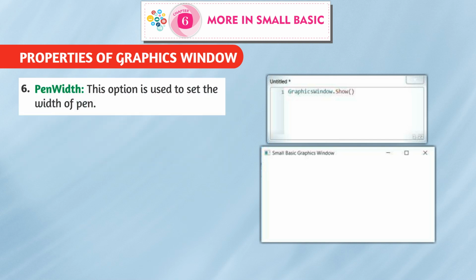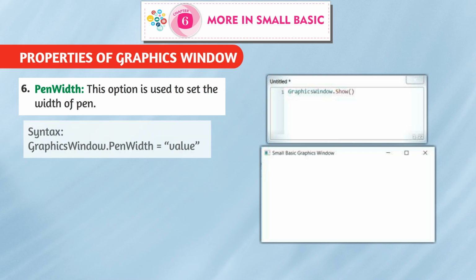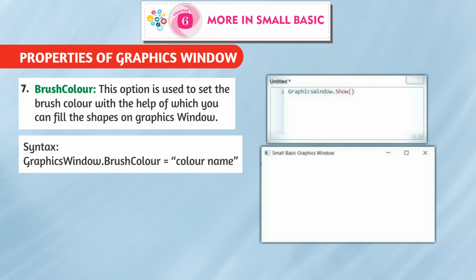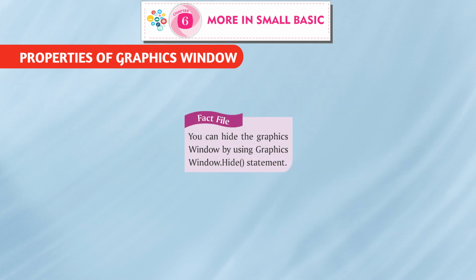6. Pen width. This option is used to set the width of the pen. Syntax: graphicswindow.penwidth = value. 7. Brush color. This option is used to set the brush color, with the help of which you can fill the shapes on the graphics window. Syntax: graphicswindow.brushcolor = color. Fact file. You can hide the graphics window by using the graphicswindow.hide statement.